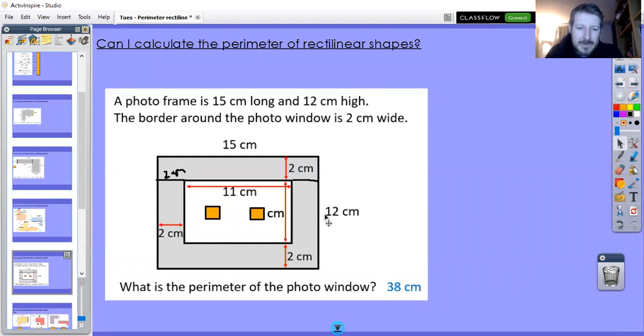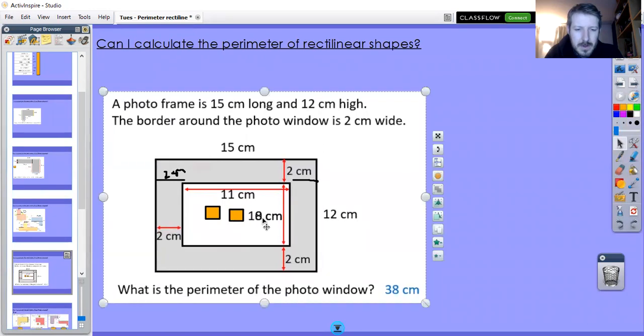And then this length here, I need this side of the photo frame as well. And I know that all from here to here is 12 centimeters, but these 2 bits are 2 centimeters as well. So if I take off this 2 and this 2, it will just give me the length here. So I've got the 12, take away 2, take away another 2, and you should have 8 centimeters. I'm not sure why that says 10.